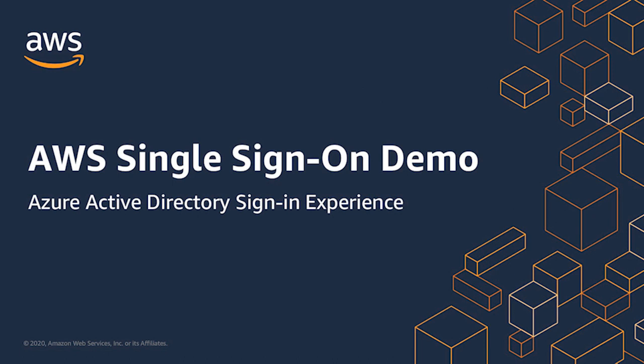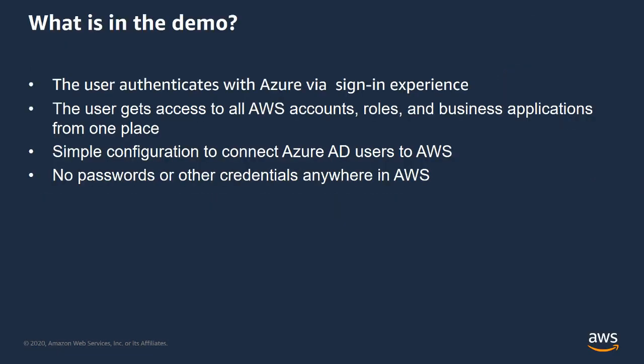Hello! In this short demo of AWS Single Sign-On, otherwise known as AWS SSO, I'll show you the seamless experience for an Azure Active Directory end user signing in to access all their assigned AWS accounts, roles, and business applications from one place. I'll also explain the configuration that connects Azure AD to AWS to enable access centrally across an AWS organization and to third-party SAML applications.